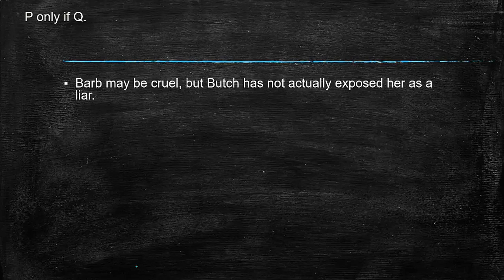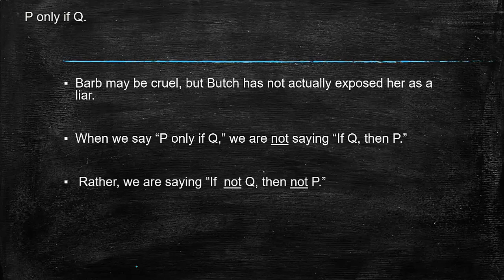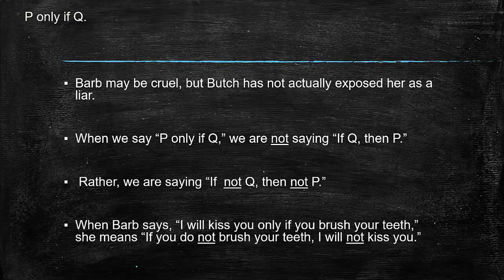Well, Barb may be cruel, but Butch is not actually exposed as a liar. When we say P only if Q, we're not saying if Q then P. Rather, we're saying if not Q, then not P. When Barb says, I will kiss you only if you brush your teeth, she means if you do not brush your teeth, I will not kiss you.